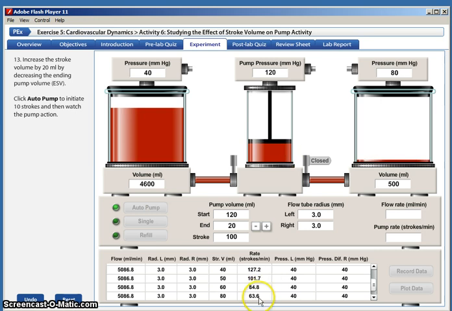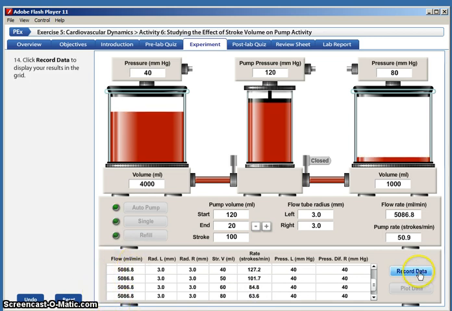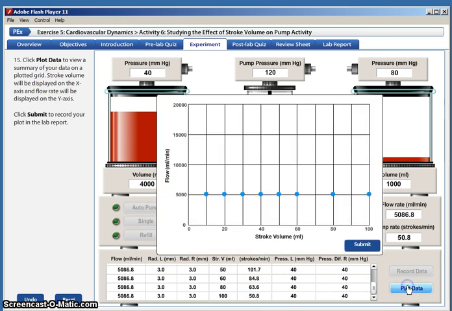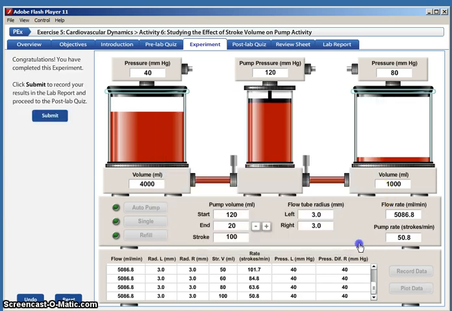And again, what you're seeing is that as that stroke volume goes up, the heart rate can go down, because what we're after is a constant flow. And this, of course, is the advantage. Oops, record data there. See, we're down to only 51 beats per minute. All right, plot the data. Yeah, so we kept a constant flow by altering that. All right, click submit to record the results.